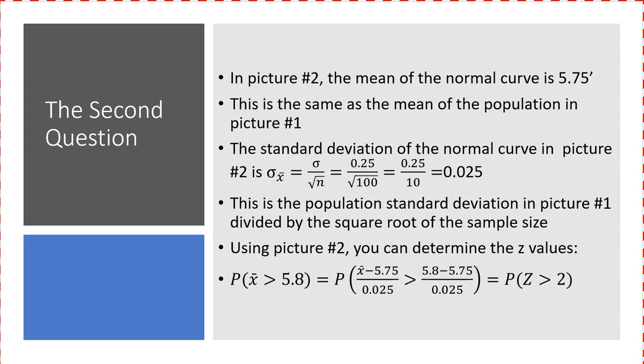So in picture number 2, the mean of the normal curve is going to be 5.75 feet. And this is the same as the mean of the population that is shown in picture number 1. The standard deviation of the normal curve is now going to be 0.025, because this is the population standard deviation from picture number 1, divided by the square root of the sample size. So using picture number 2, you can determine the z values, where you are now looking at the probability of z being greater than 2. Basically, what you're doing with the x values and converting them to z values is standardizing the curve by subtracting 5.75 and dividing by 0.025.